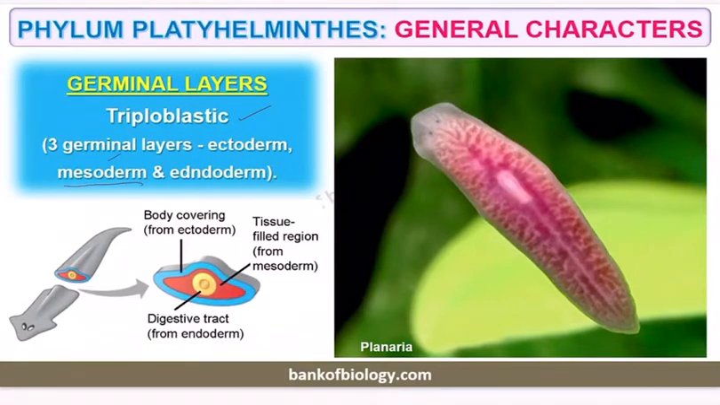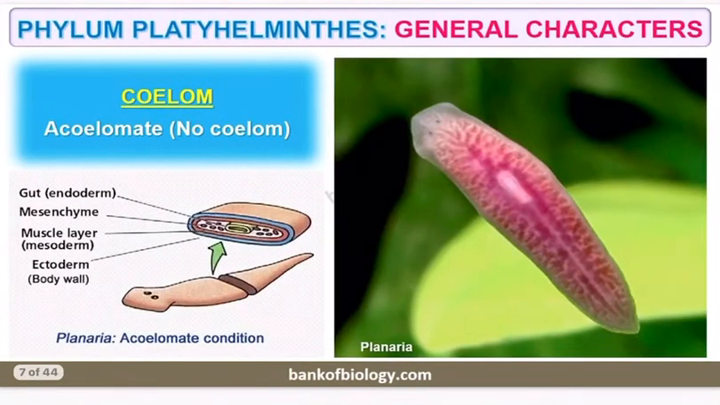So example, planaria. And then germinal layers: from diploblastic, we have improved, we have come up to triploblastic, where there will be three germinal layers, ectoderm, endoderm, and in between, mesoderm has come. So three layers are there. As you are seeing here, presence of mesoderm. And the digestive tract, etc., that comes under endoderm, and the outer skin, ectoderm. So three layers are there.